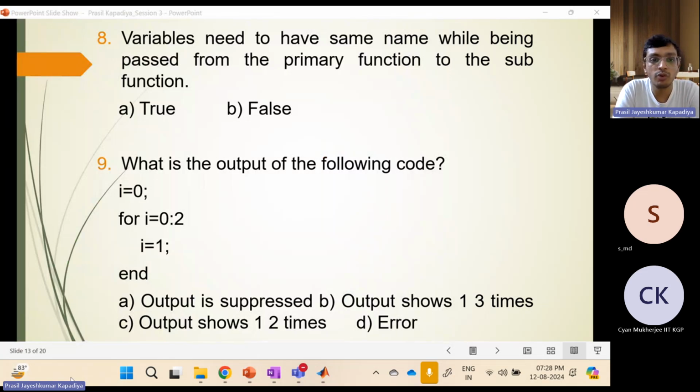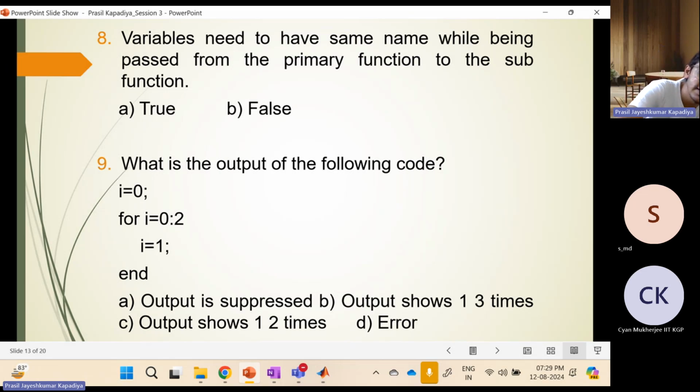What is the output of the following code? I is equal to 0, then there is one semicolon. So it won't print I is equal to 0, but it will start with I is equal to 0. For I is equal to 0 colon 2. So first the value of I is 0, then it is 1. Then again it will go, I is equal to 1, value is 1, I equal to 2, value is 1.